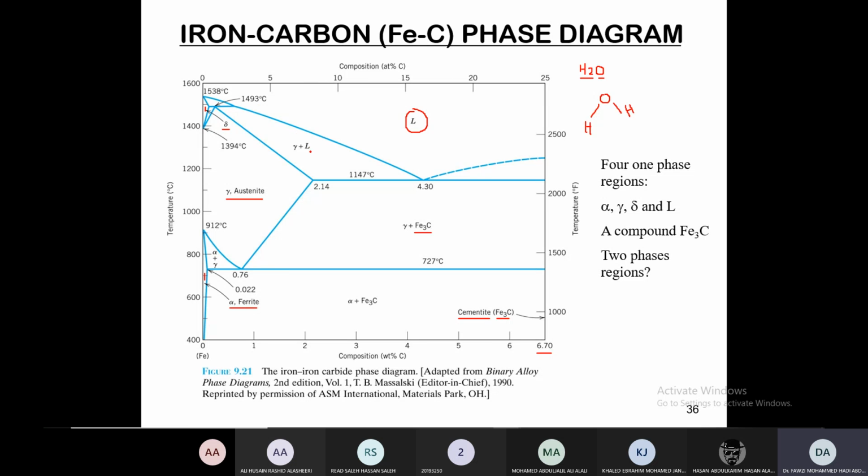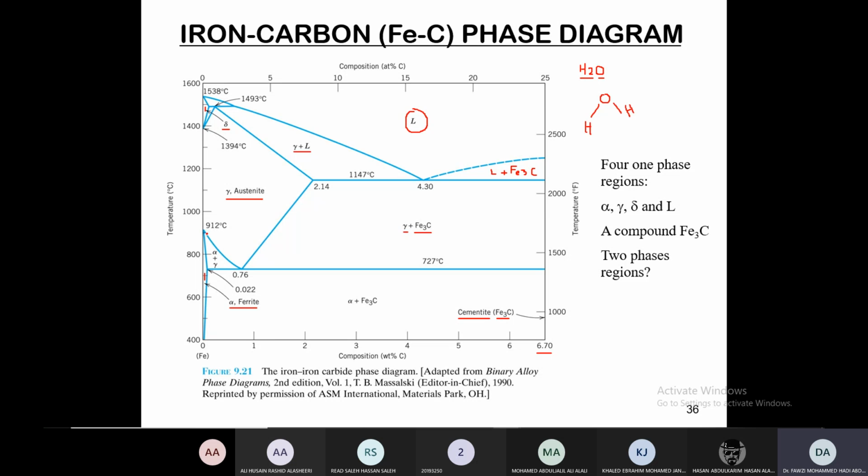We have double phase regions here, like gamma plus liquid, the austenite plus the liquid here, and also here you have the liquid plus the cementite. See, this is a two-phase region as well. This is also a two-phase region. You have the gamma plus the cementite coexisting here. This is a two-phase region. You have the alpha plus the cementite region.